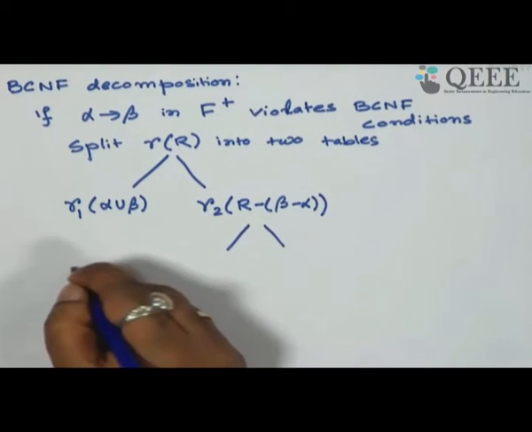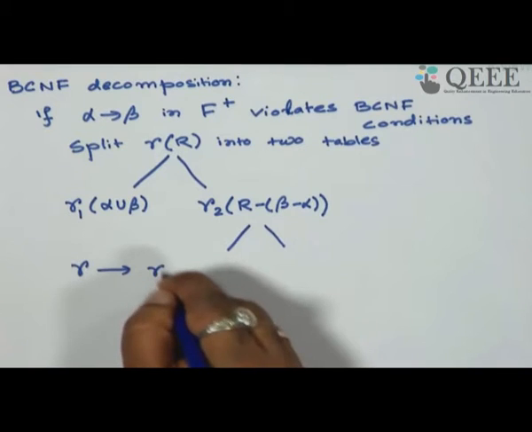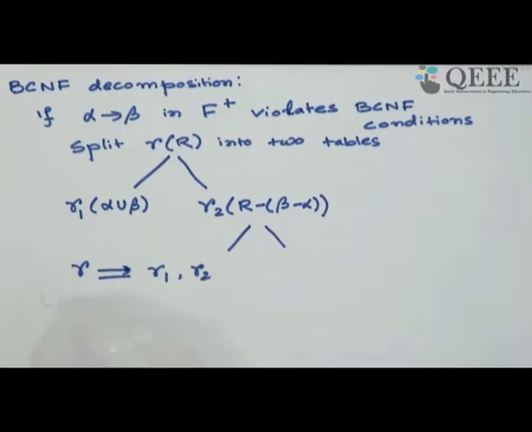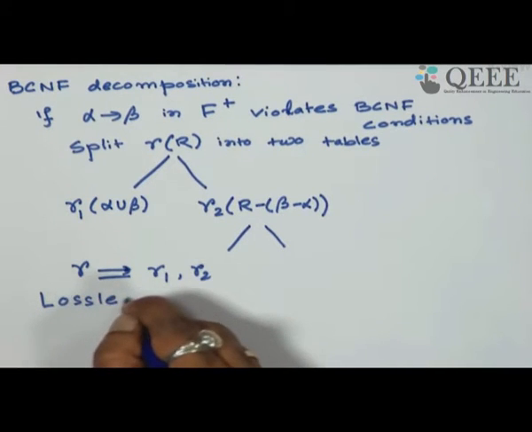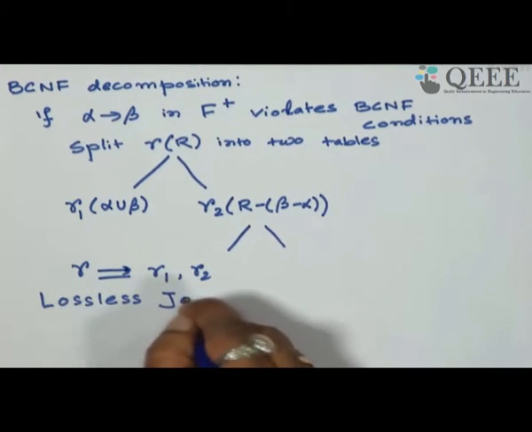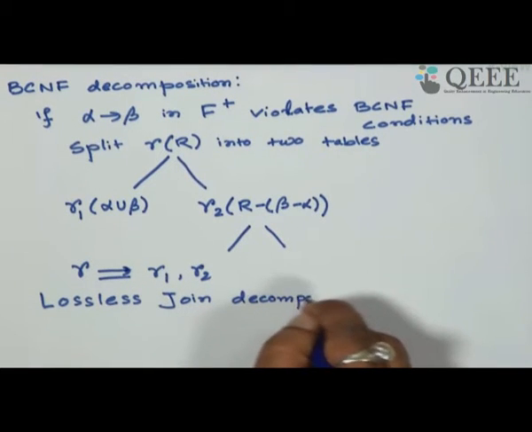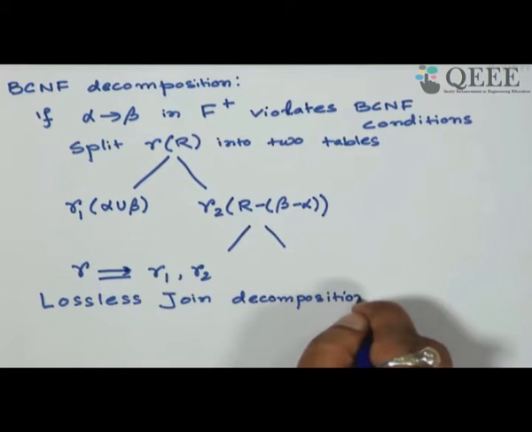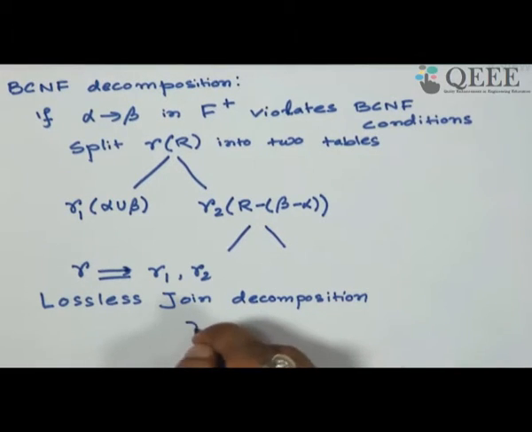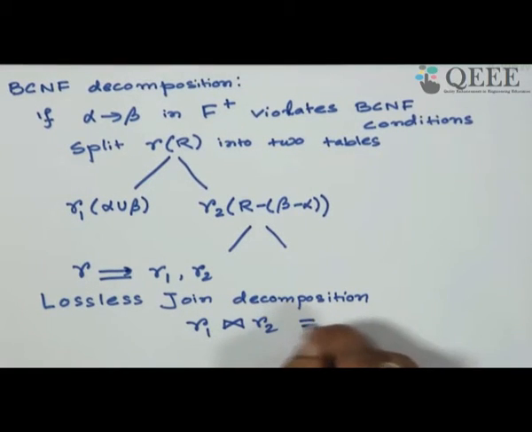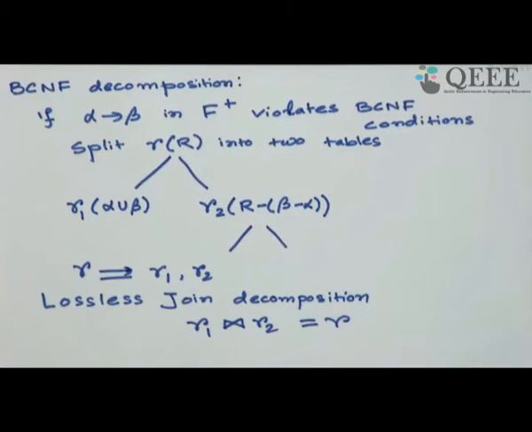Now there are two more conditions that this decomposition should satisfy. Suppose R gets decomposed into R1 and R2. Two conditions should be satisfied. The first is lossless join, that means you should be able to get back R by joining. Second is dependency preservation.